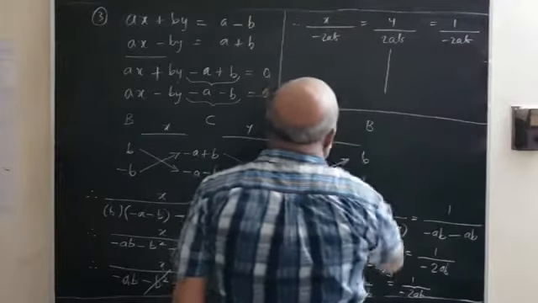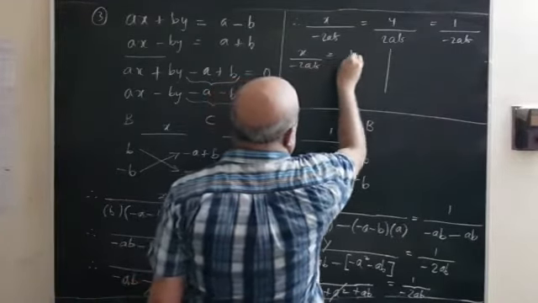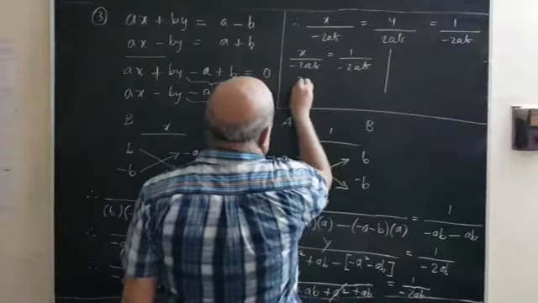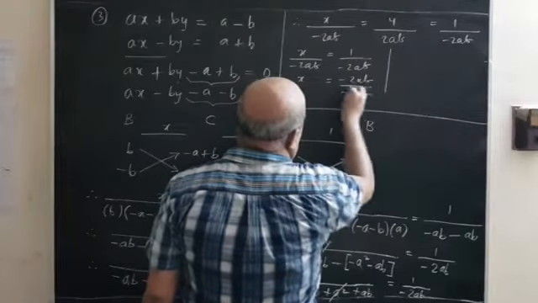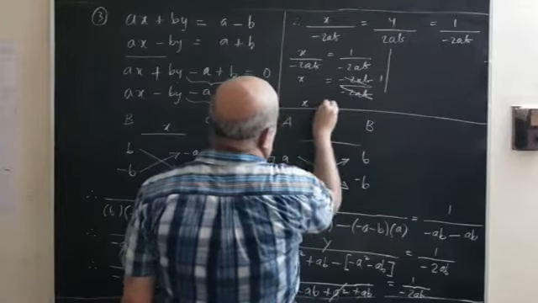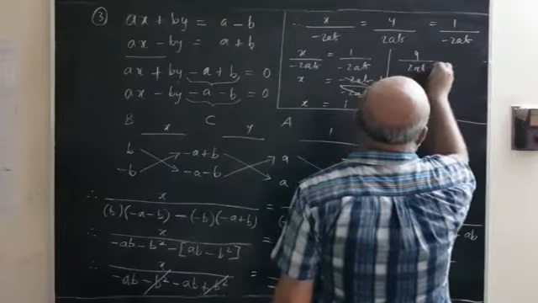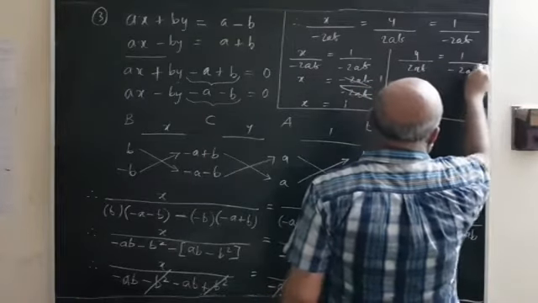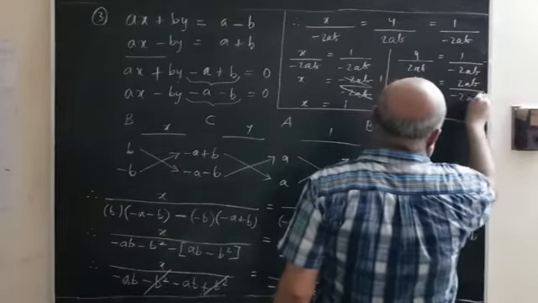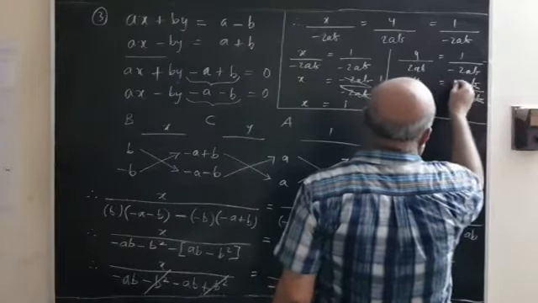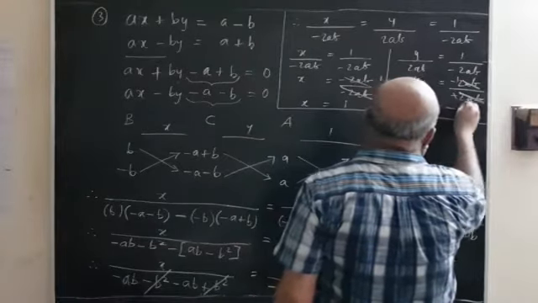So once again, if I divide it into two parts, I have x by minus 2ab is equal to 1 by minus 2ab. So x is equal to, I take this here, minus 2ab by minus 2ab. So they are the same quantity, they cancel out and I get x is equal to 1. And similarly, y divided by 2ab is equal to 1 by minus 2ab. So y is equal to 2ab by minus 2ab. They get cancelled out, but this minus will come on top. So that will be a minus 1 there. Therefore, y is equal to minus 1.